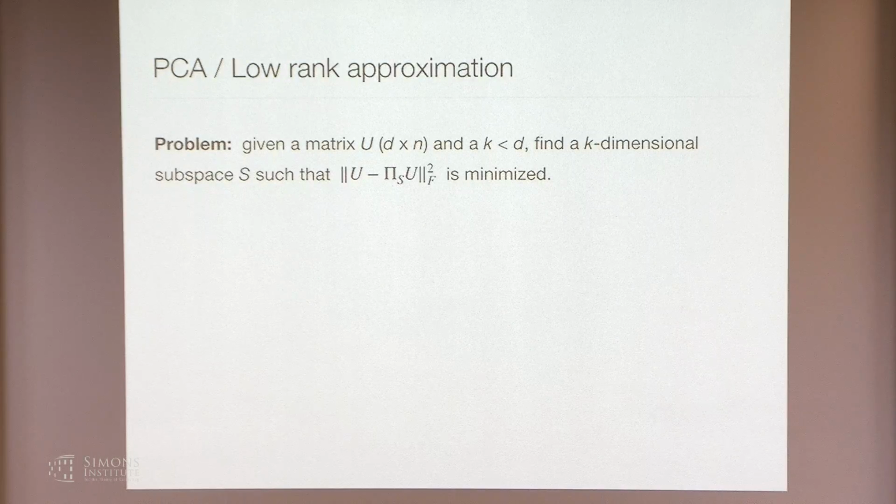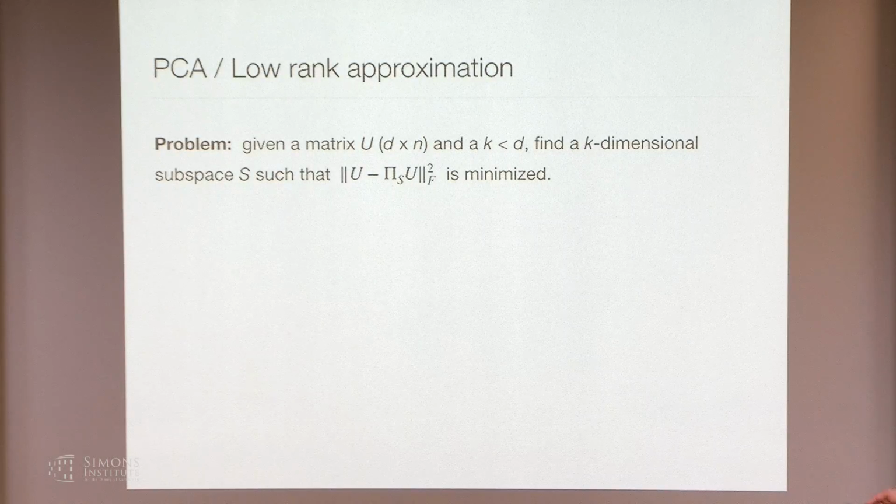The problem is basically you're given a matrix U that you want to approximate, and you're given a small number k, which is much less than the dimension of the columns. Your goal is to find a k-dimensional subspace of R^d, such that if you project all the columns of U onto that k-dimensional subspace, the error is minimized. I'm just setting up notation here. U will be our matrix, and d will be the dimension of the column. And there will be n such columns.